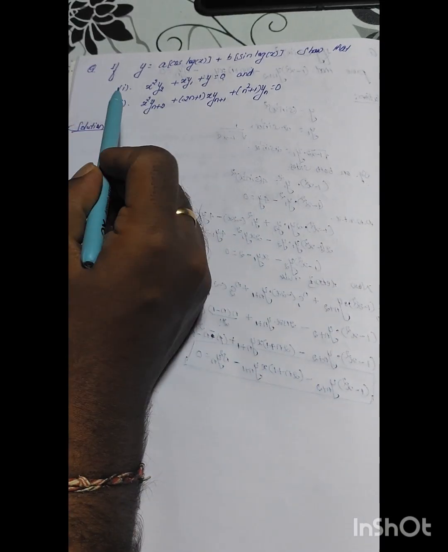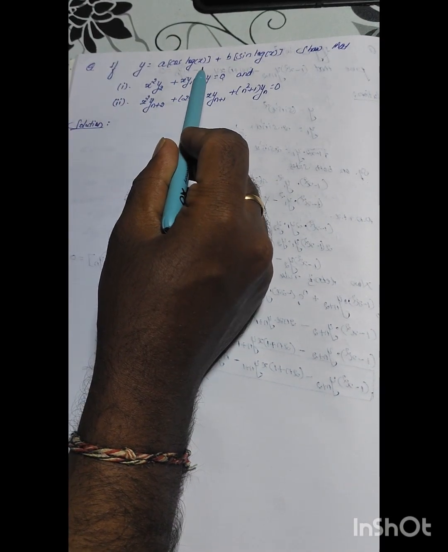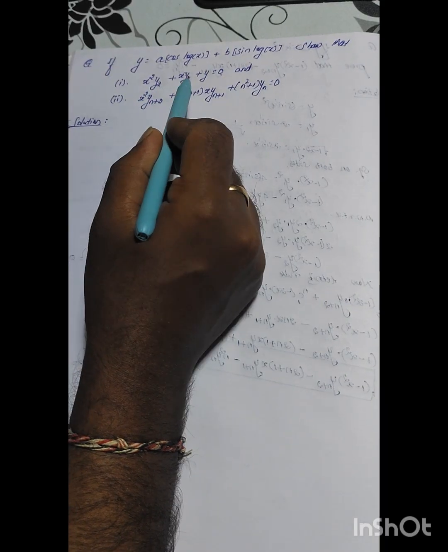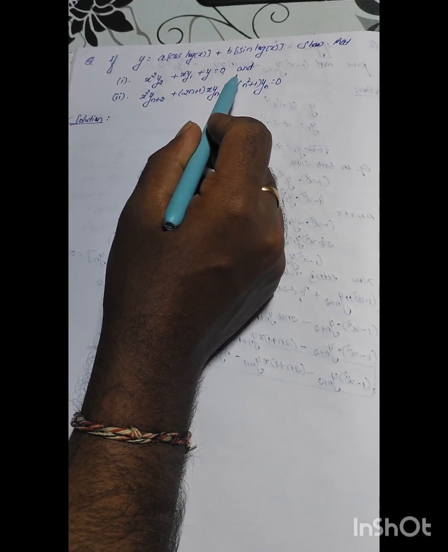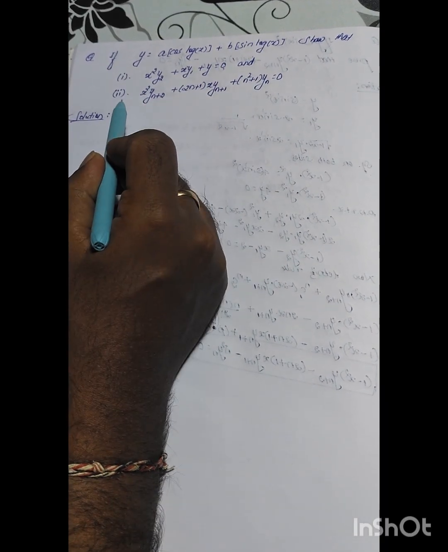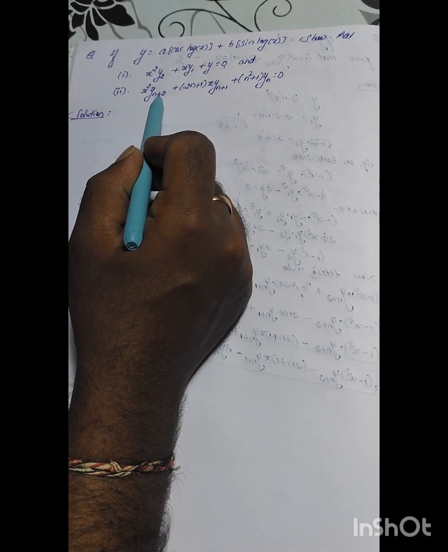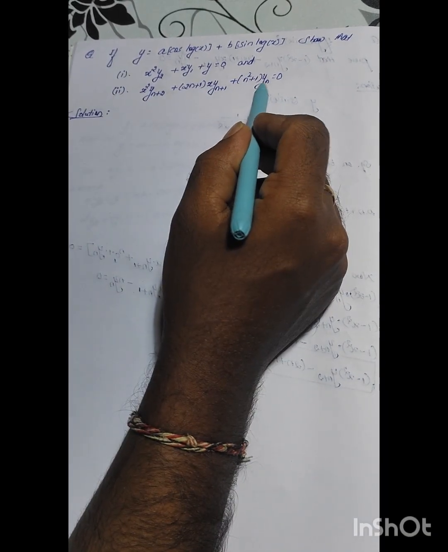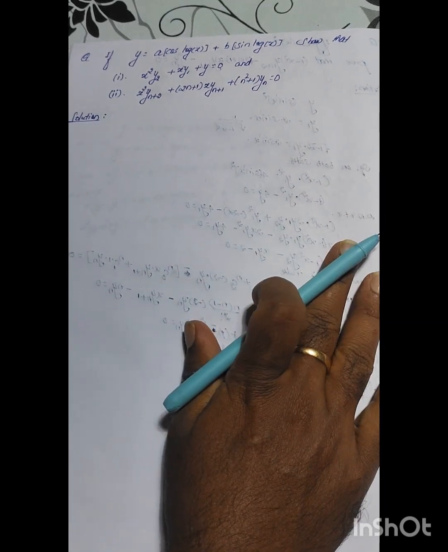So the question is, if y is equal to a cos log x plus b sin log x, then show that x square y2 plus xy1 plus y equal to 0. That's the first part of the question. And the second part of the question is x square yn plus 2 plus 2n plus 1 into x of yn plus 1 plus n square plus yn equal to 0. So we have two parts here in this question.